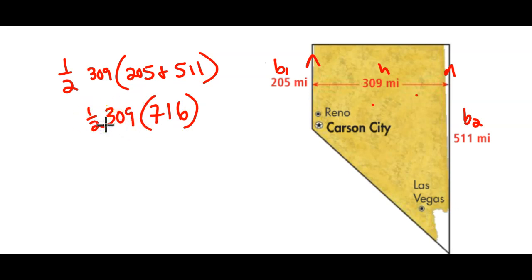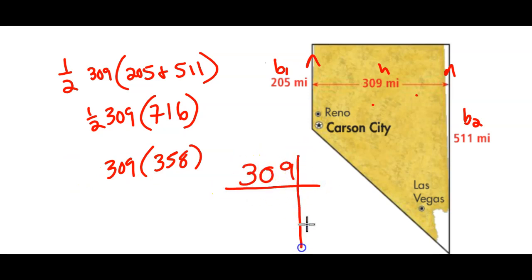For me, it's easier to multiply 1/2 times 716 because I know half of 700 is 350, and half of 16 is 8, so this would be 358. But for this operation, we can do it in the calculator, or we can do one of these, just to bring up something we've already talked about in class. Remember this trick? The lattice multiplication.